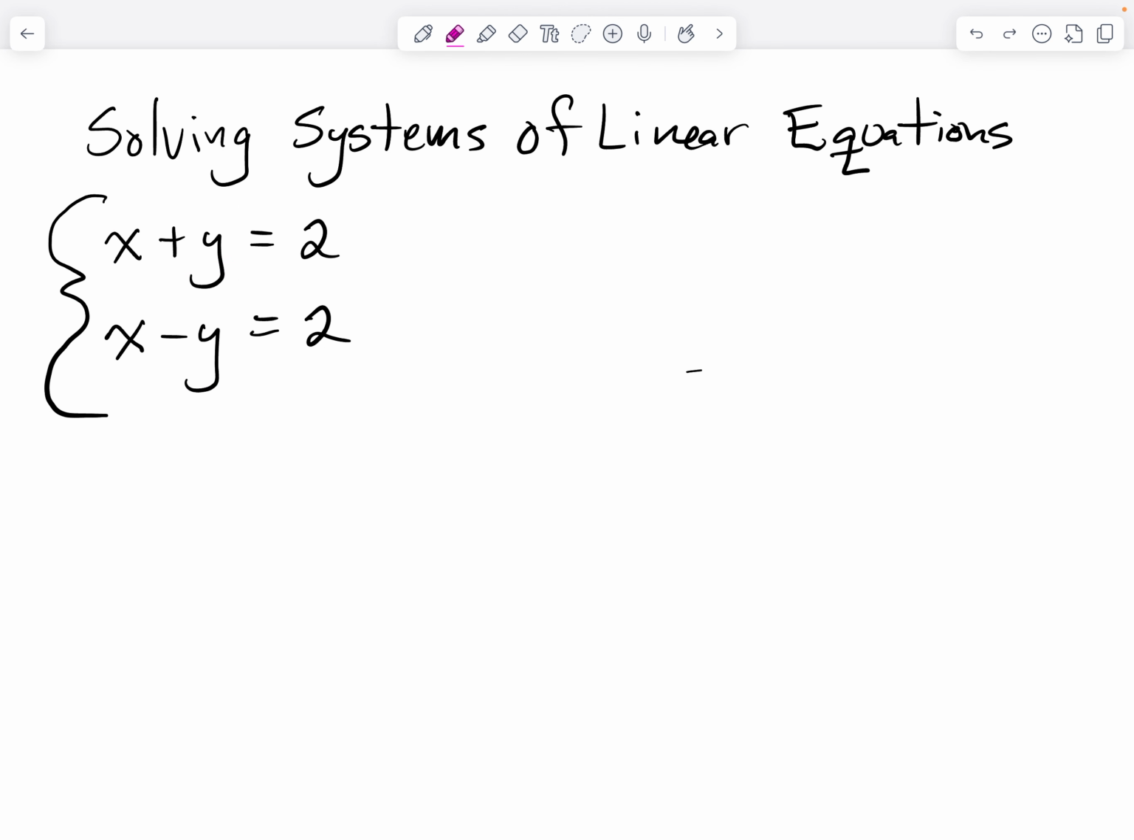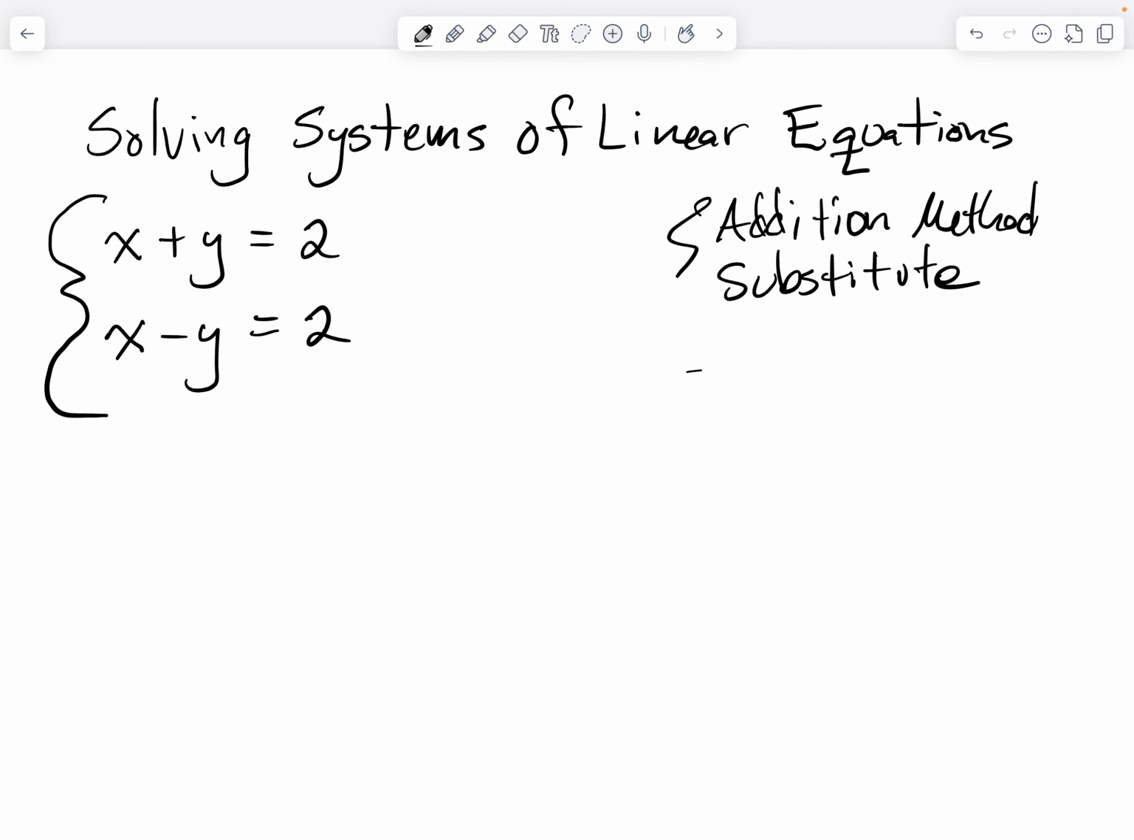It'd be cool if I could combine these two questions to make a new question that only had one answer. And there's two ways of doing that. You can either add them together, which is the addition method, or you can substitute one equation into the other. Substitute, right? Either way, your goal is to eliminate a variable by doing this.